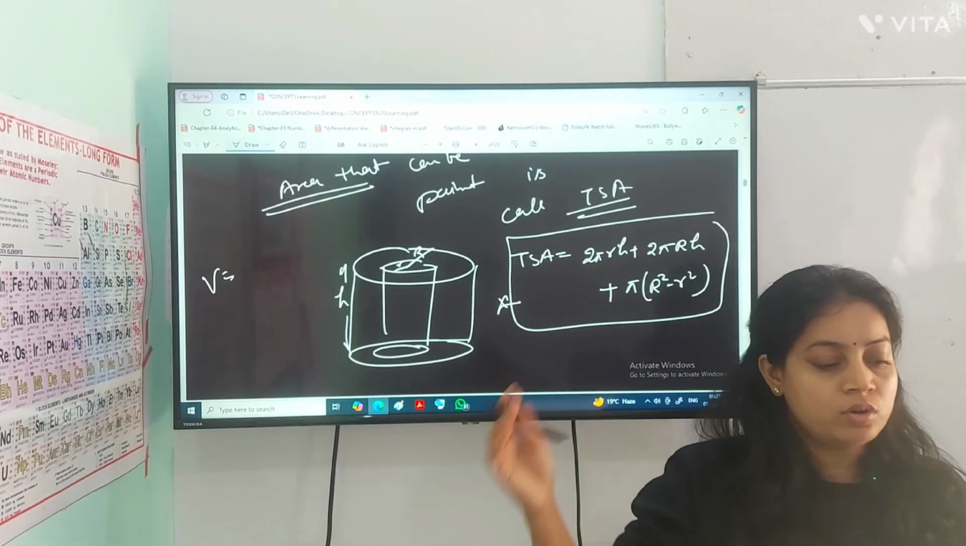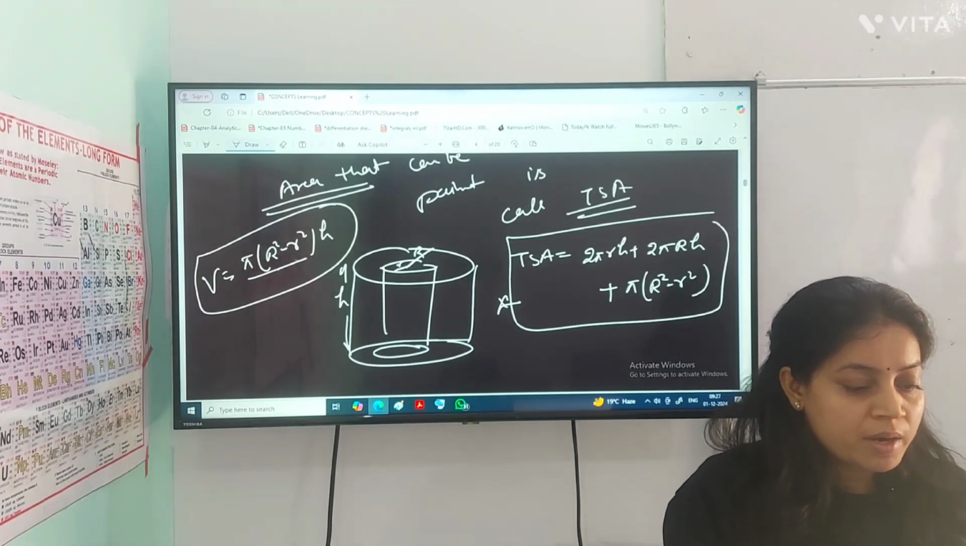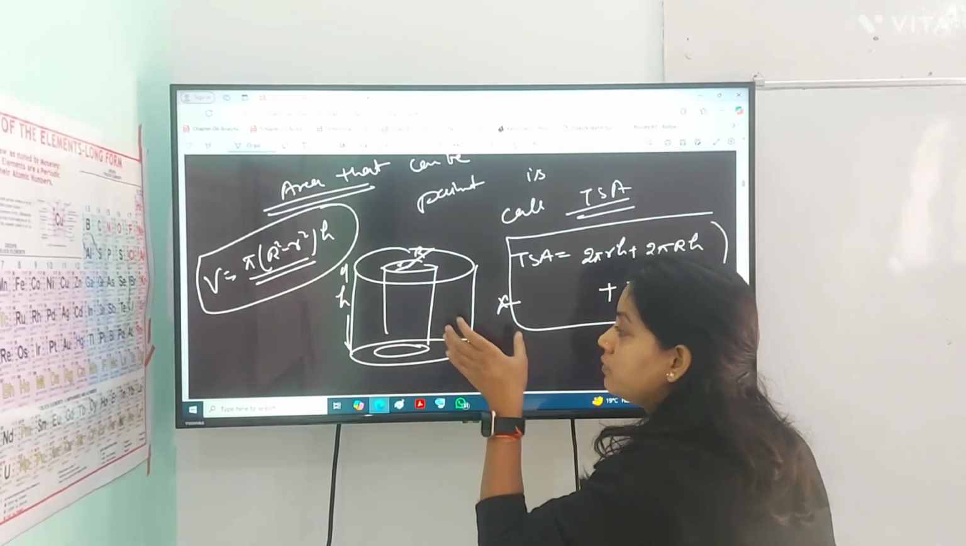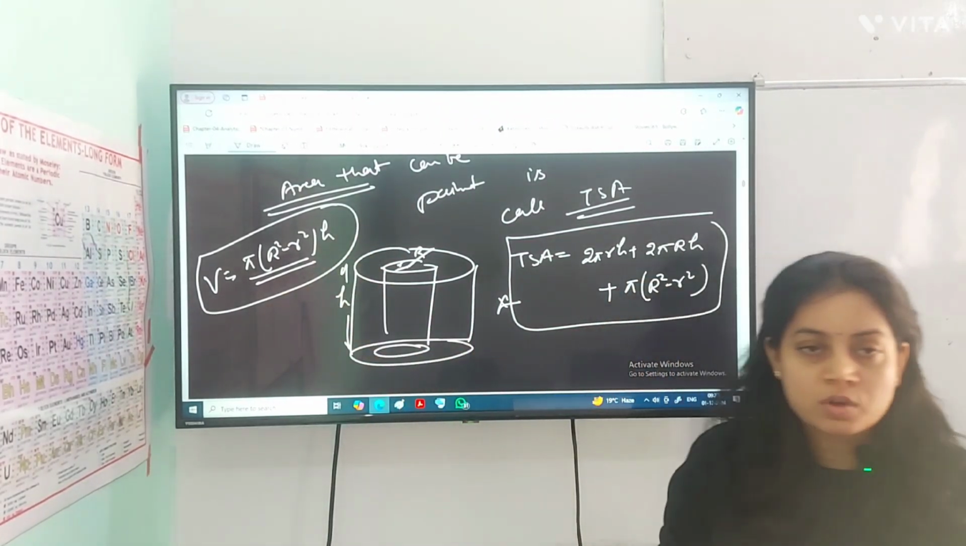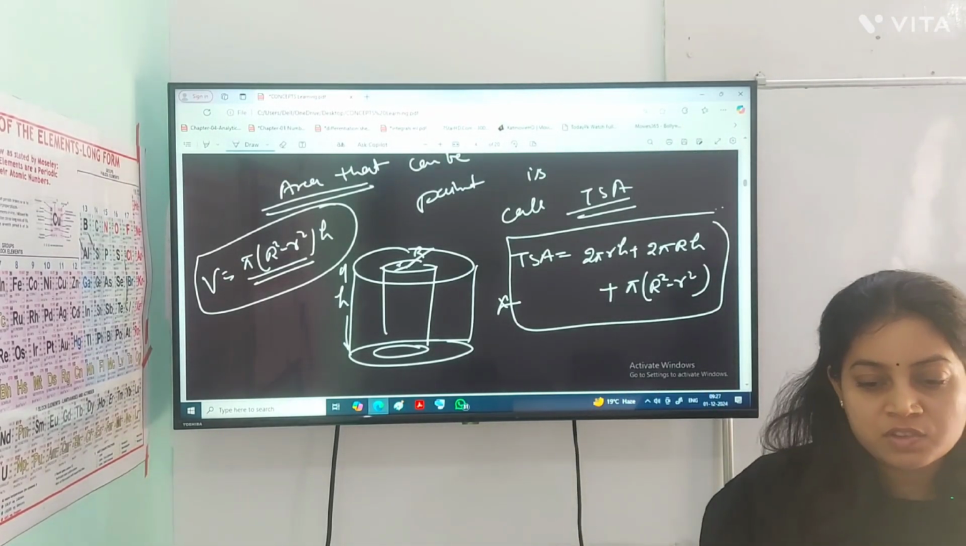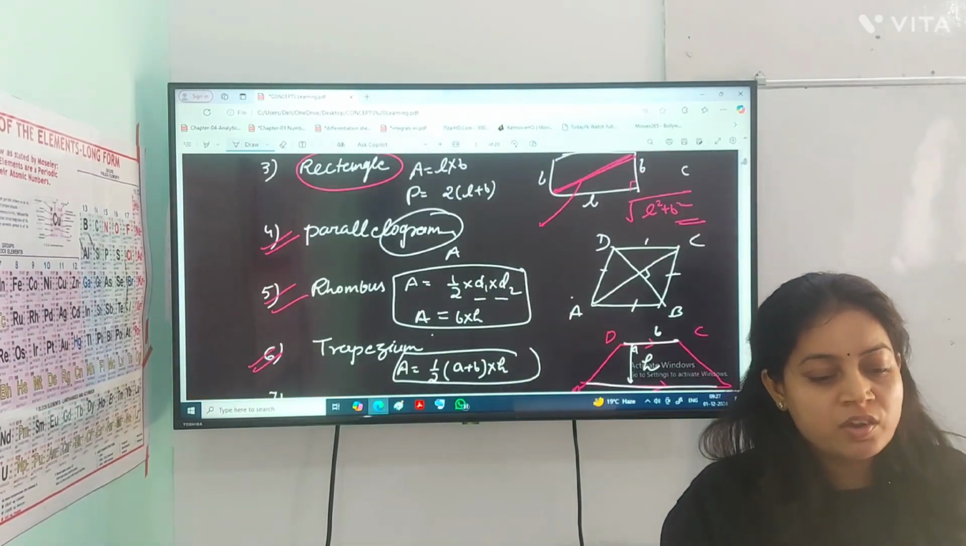You can simply calculate the volume of the hollow cylinder. We know the volume of the cylinder is pi r square h, so you can simply subtract the inner volume from the outer volume. So volume will be pi (R square minus r square) into h. I told you the standard formula for volume: area of base into height. The base is a ring, and the ring's area is pi (R square minus r square), multiplied with the height.